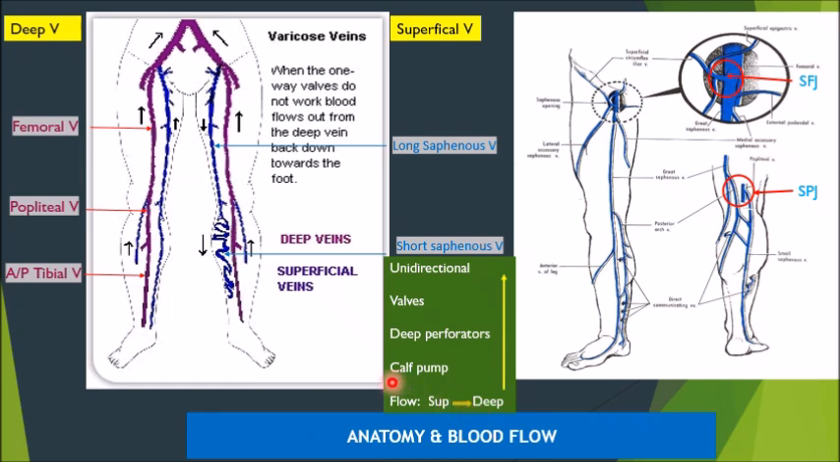And this is assisted by the calf pump, the deep perforators, which drain the blood from the superficial to the deep system, and valves, which keep the blood flowing upwards from the foot to the center. The blood flow is always unidirectional. In varicose veins, this direction of flow may become reversed because of the valve problem, incompetence of the valve, and also incompetence of the deep perforators.